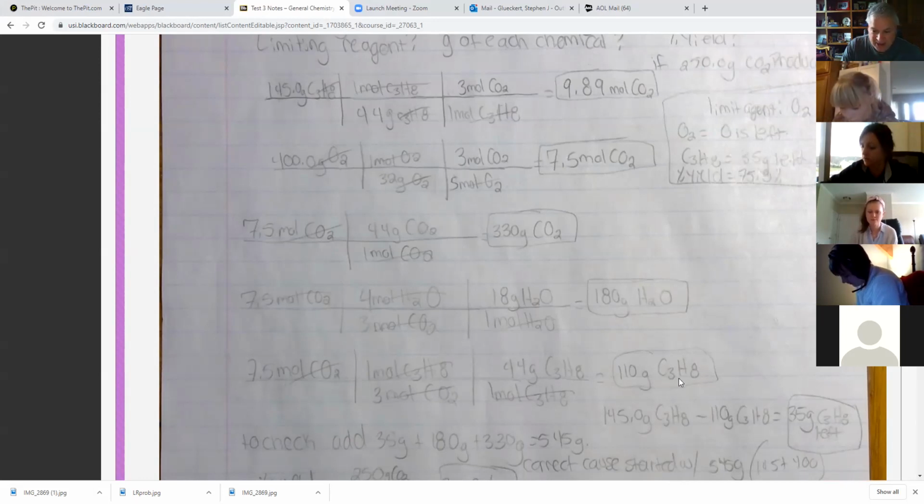Now, remember this is a reactant, so it is a little bit different. This is going away. This number tells you how much went away. We had started with 145.0 grams. 110 grams of it went away. So that leaves us with 35 grams left.